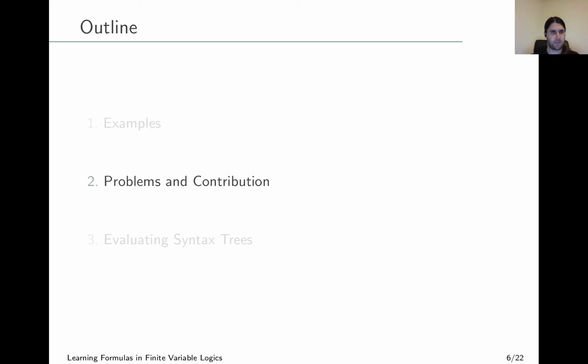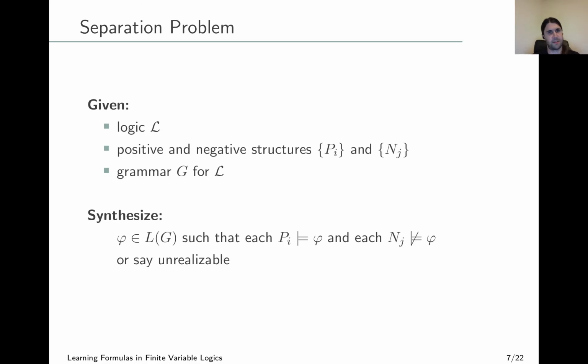Let me just state the problems formally now. The separation problem: given a logic L and two sets of structures, one positive, one negative, and a grammar G, synthesize a sentence from the grammar that is true in each positive structure and false in each negative structure, or say unrealizable. So we're hoping for decision procedures.